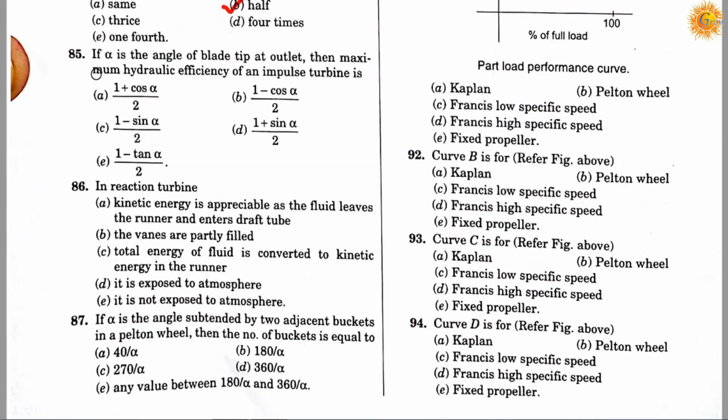Question number 85. If alpha is the angle of the blade tip at the outlet, then maximum hydraulic efficiency of an impulse turbine is option A 1 plus cos alpha divided by 2, option B 1 minus cos alpha divided by 2, option C 1 minus sin alpha divided by 2, option D 1 plus sin alpha divided by 2, option E 1 minus tan alpha divided by 2. Correct answer is A. It will be 1 plus cos alpha divided by 2.